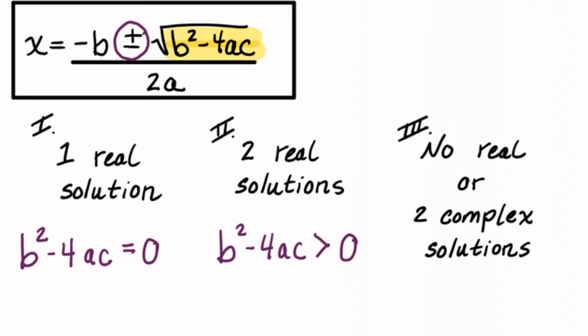If you have a positive under the radical, that can be simplified, that can be solved, and you're going to retain that plus or minus symbol. Again, this is assuming that b and a are also real numbers.